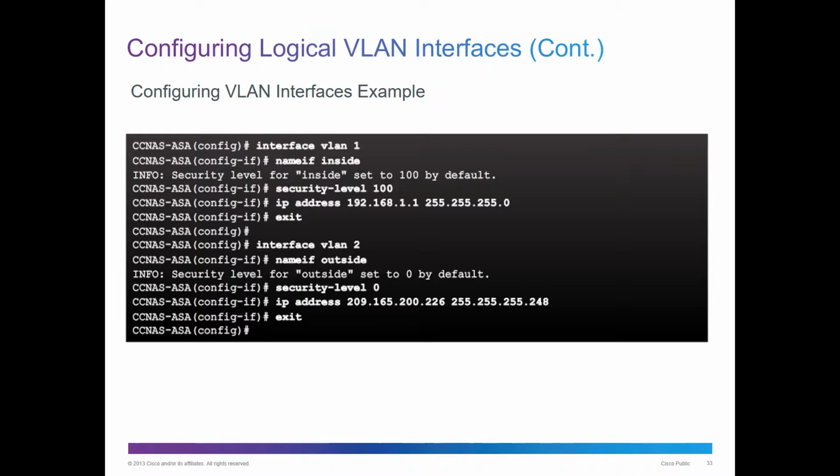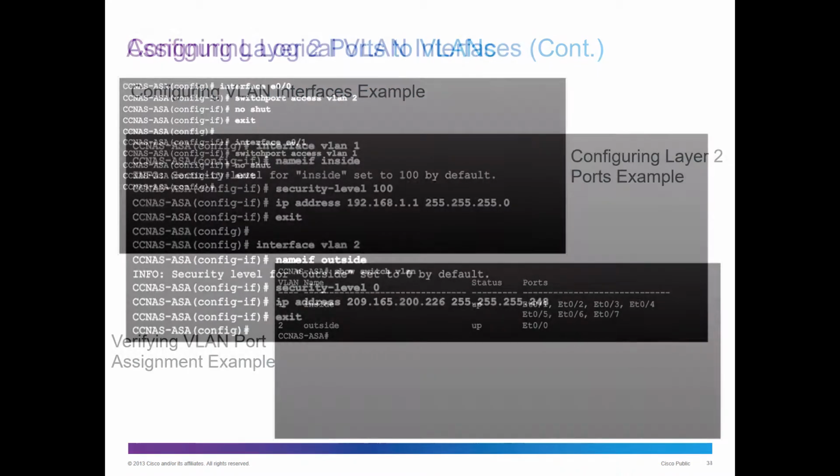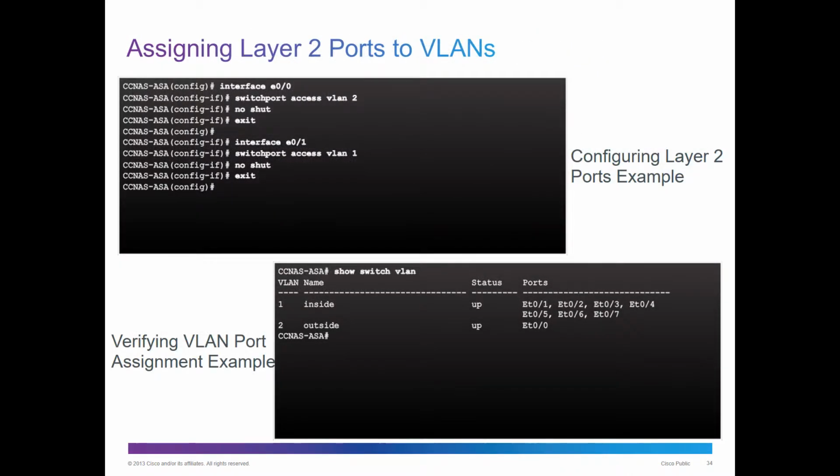So now that you configured both inside and outside VLANs, you've set the security levels, set their addresses, how do we verify? Well, we can verify by doing the show switch VLANs, but don't forget, after you create the VLANs, you have to apply the VLANs. So you'll navigate to the appropriate interfaces, and you do a switchport access, and set them to the appropriate VLAN, and turn them on. And then again, double check where the VLANs are.